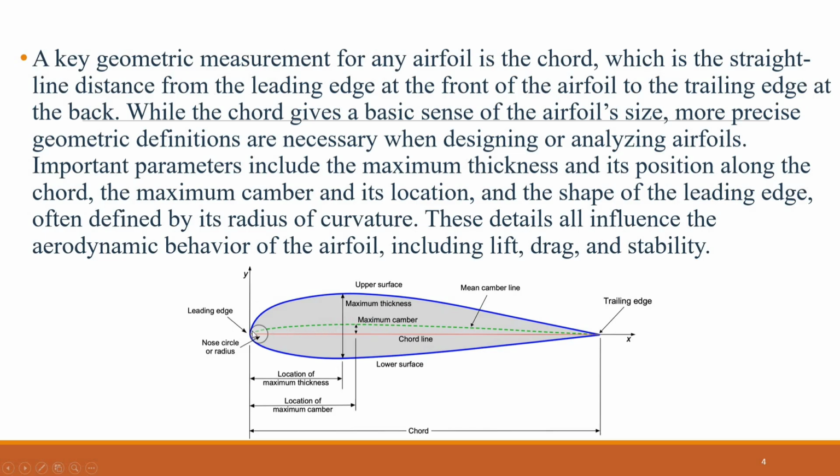The mean camber line represents the average curvature of the airfoil and plays a critical role in shaping both the upper and lower surfaces. The amount and shape of this camber line determine how the airfoil interacts with the flow, and it affects key aerodynamic characteristics such as lift, drag, and pitching moment.